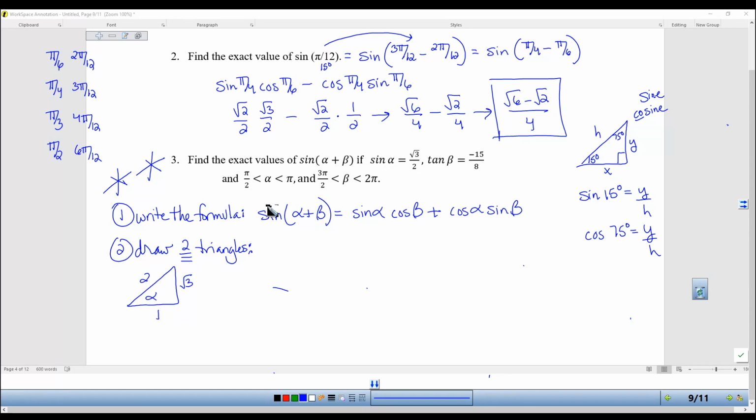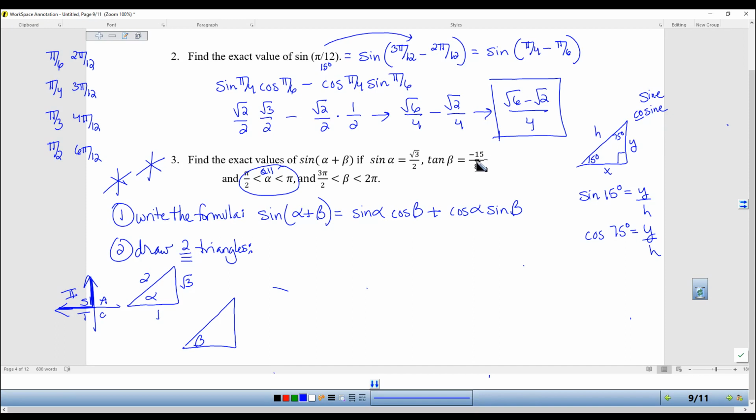They also told me that alpha is between pi halves, which is here, and pi, which is here. So this was their way of saying quadrant 2. That's going to make a difference. We always have to be thinking about the forecast. And then my other triangle, you might want to try and draw it on your own, is the beta triangle. They told me that tangent of beta is negative 15 over 8.